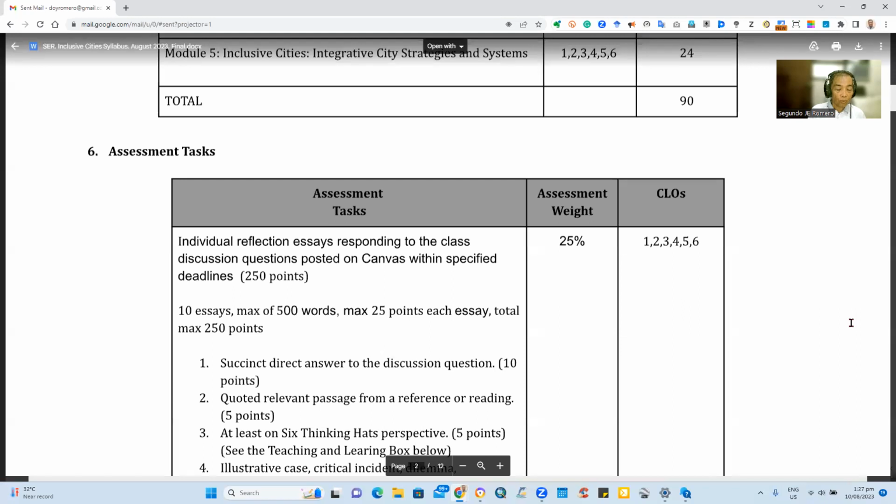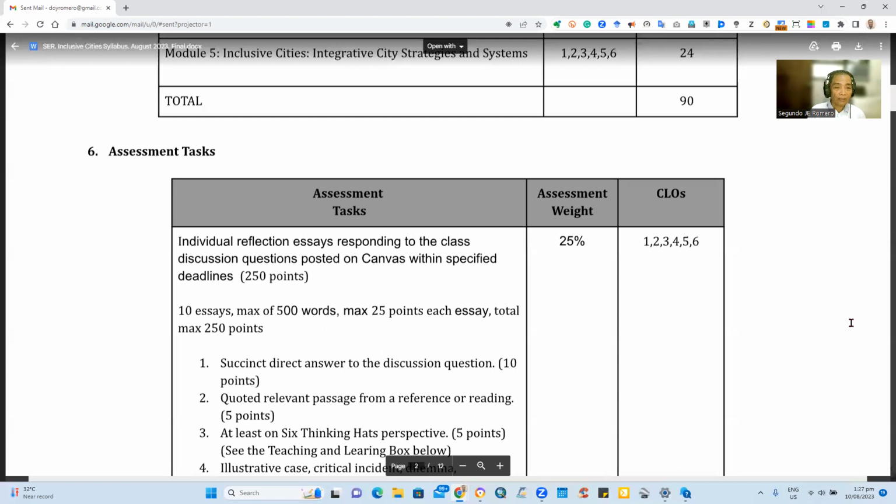And you have to post them within specified deadlines. They have to be posted by midnight of the day before we are going to take it up in class. So if you miss that deadline, you will not be able to get credit for that discussion because you will no longer be able to post it on Canvas.